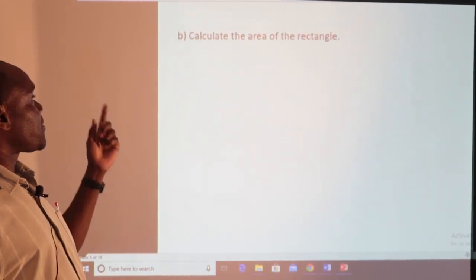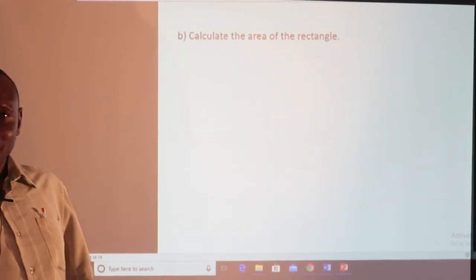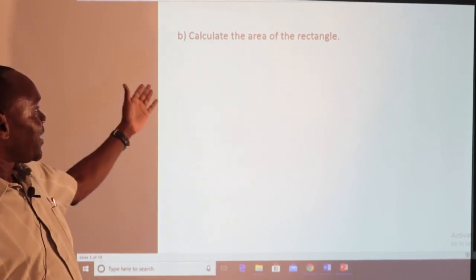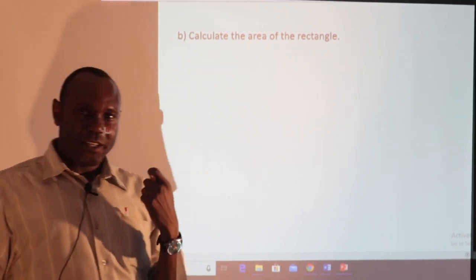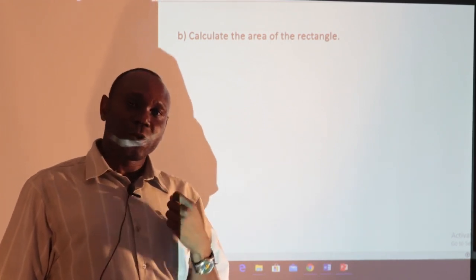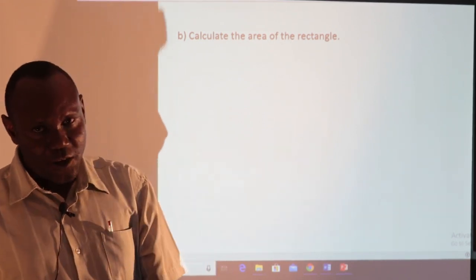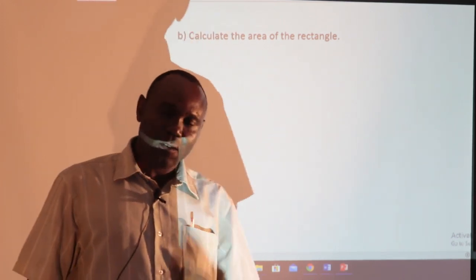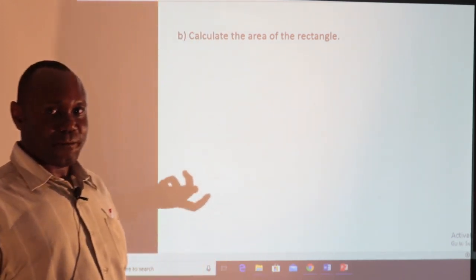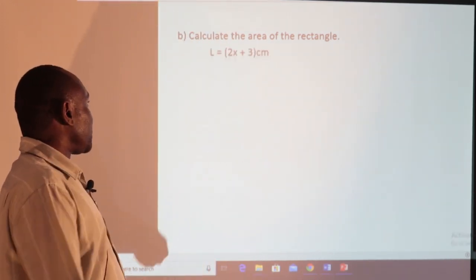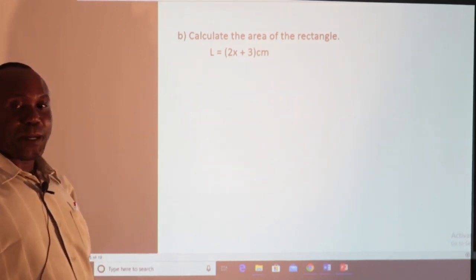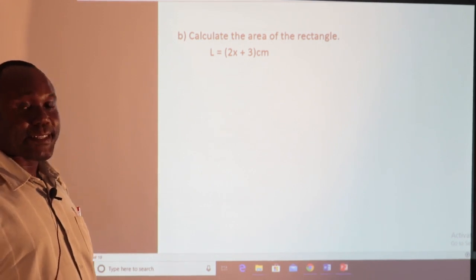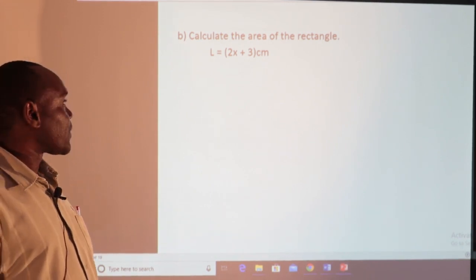The question says, calculate the area of the rectangle. So we cannot begin calculating the area of the rectangle when we don't know the actual length and the actual width. Therefore, we are supposed to begin with the actual length. The length is (2x plus 3) centimeters.